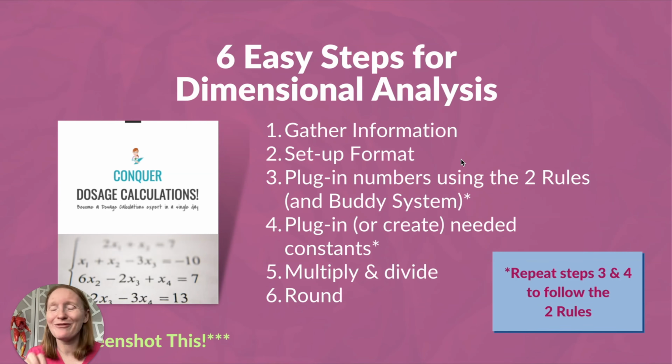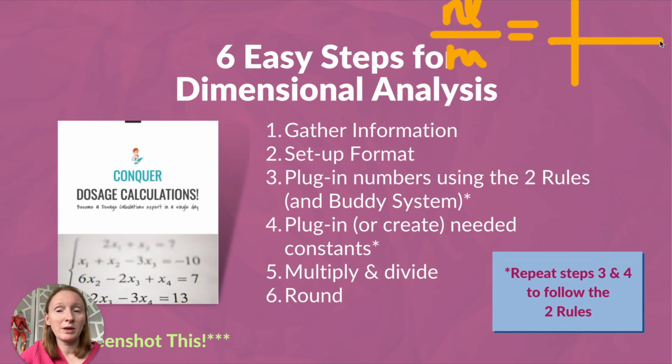Step 2 is everybody's favorite step, because it is the easiest and the fastest. It is just setting up the format. So if you've ever seen dimensional analysis problems, you usually put the units you're solving for on one side and then an equal sign, and then just a crosshatch. If we're doing milliliters per hour, equal sign, there you go. That would be what your setup looks like, except with better handwriting.